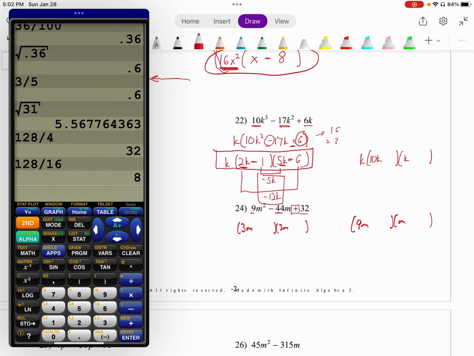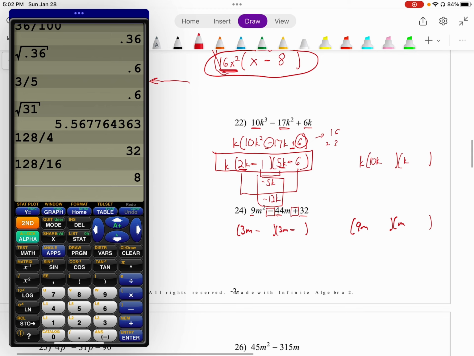This is a positive 32, which means we need 2 positives or 2 negatives. We definitely need 2 negatives because we need them to add together to be a negative. Oh, and we have a lot of options for 32. 1 and 32, 2 and 16, 4 and 8. I guess it's not that many options, but it's usually not the 1 and 32. So let's try the others here. Let's try 2 and 16.